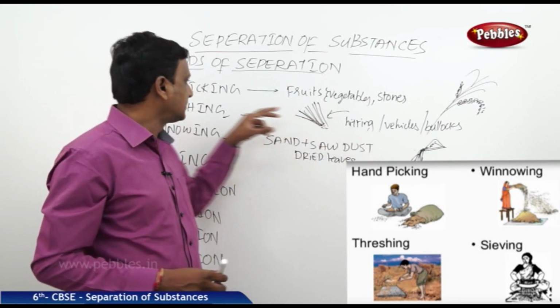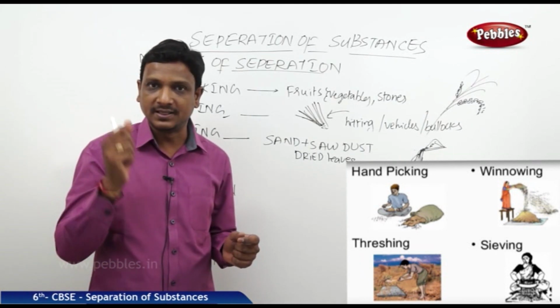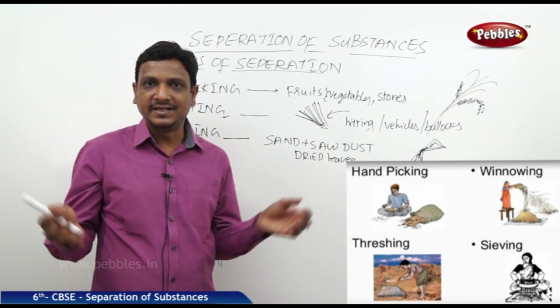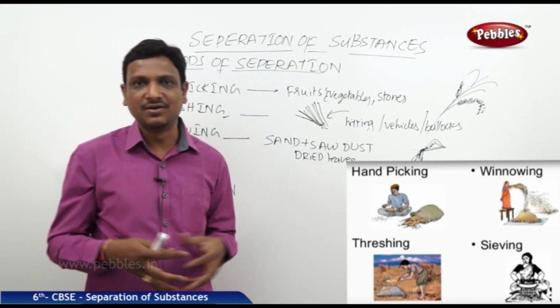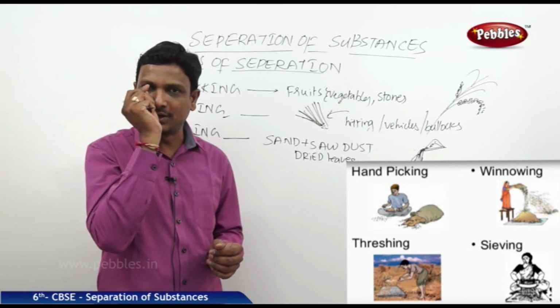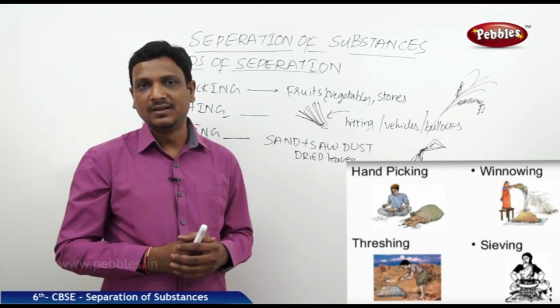Here in the example we discussed that the farmers separate the grains from the hay by threshing. After that, the grains contain so many pieces of grass and all. The grains are not pure. The grains may contain so many bits of small broken grass, leaves of the plant and all.